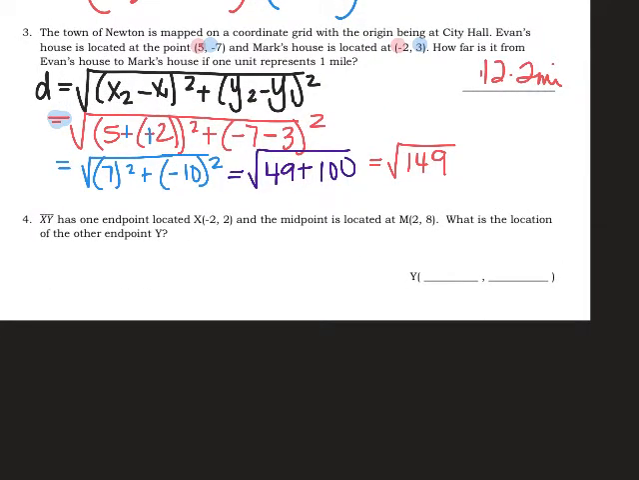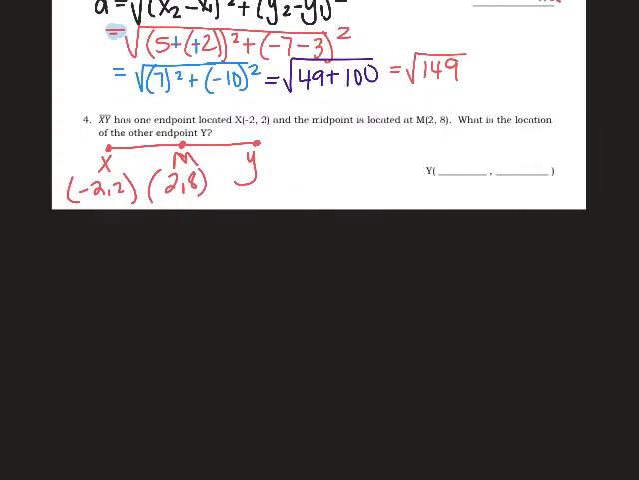It says XY has a midpoint located at negative 2, 2. So XY, let's draw this. XY has a midpoint, and one endpoint is located at negative 2, 2, and the midpoint is located at 2, 8. And the question is, where should that Y be? So we did this 2 different ways when we were tested on this on the last unit.